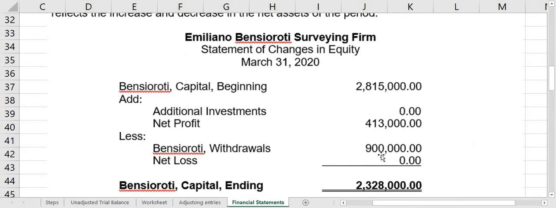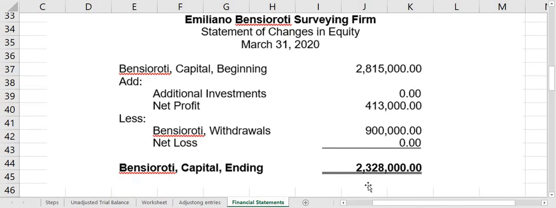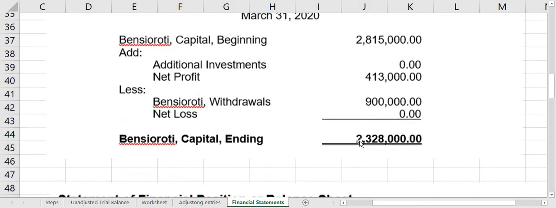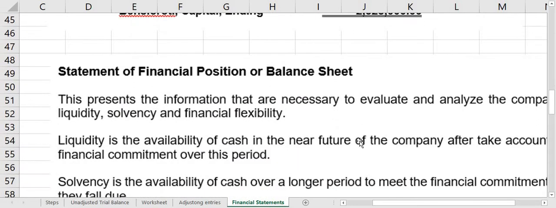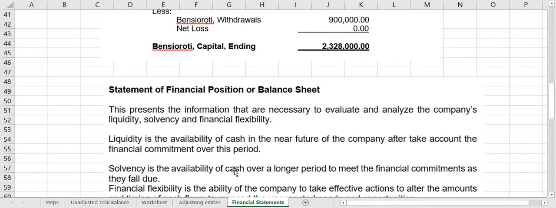Less net loss, since wala tayong net loss, kasi nga may net profit tayo. Hindi pwede that at the same time, we incur net loss and meron din tayong net profit. It is not possible. So, zero lang tayo dito. After that, makukuha na natin si ending balance ng Bensurati Capital, which is 2,328,000. Ayan.